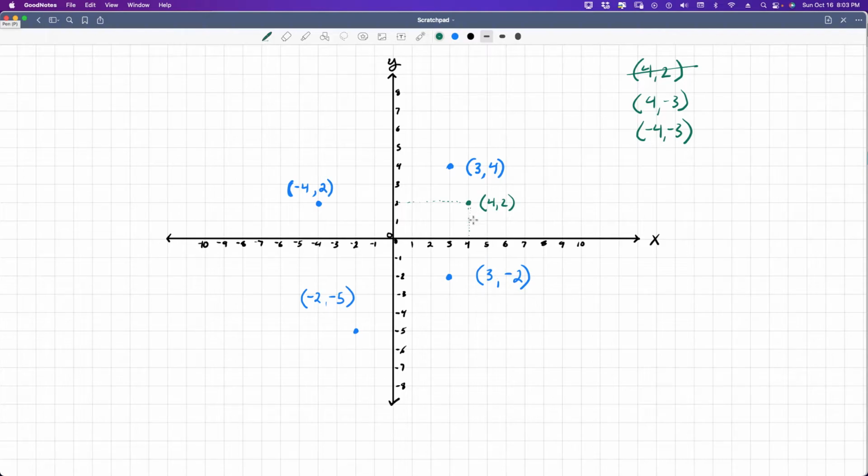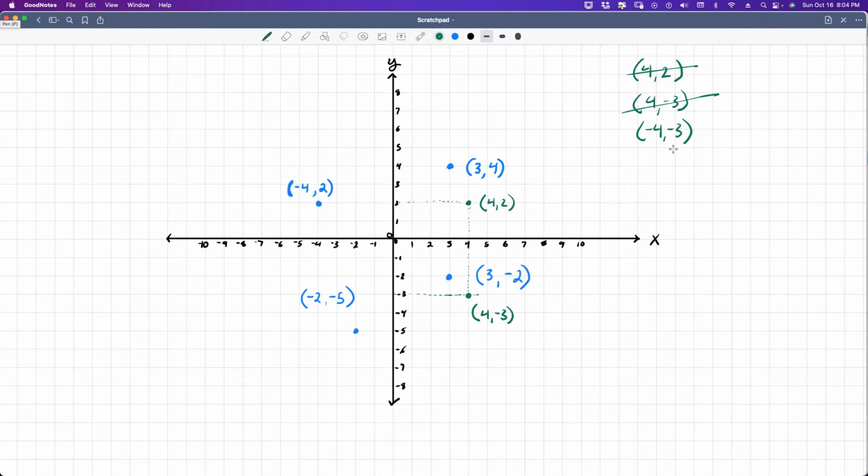All right, so let's do the second one. It's positive 4, negative 3. So it's the same 4, but we're going to go down to the negative 3. The negative 3 is right here, and where those two lines cross, that is where our point goes, and that is 4, negative 3. And again, it's positive, negative, because we have the positive side of the x-axis and the negative side of the y-axis. So we did that point.